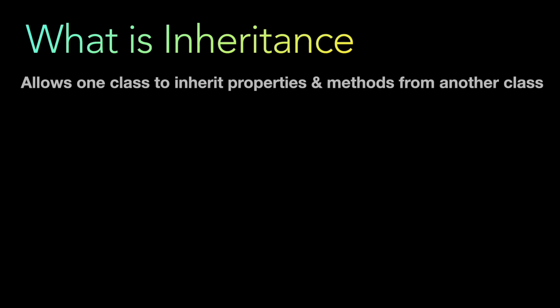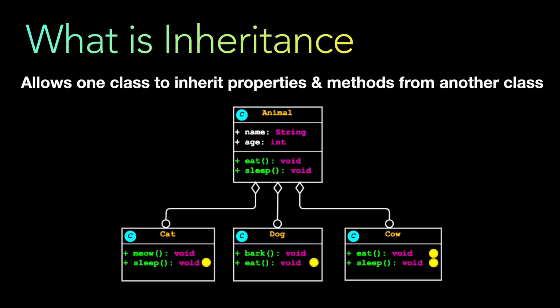So inheritance basically allows one class to inherit properties and methods from another class, right? It's a simple process. So if you take an example, that will be easier to understand. Basically, if you see here, we have a super class which is called animal, and there are three child classes: cat, dog, and cow, right?